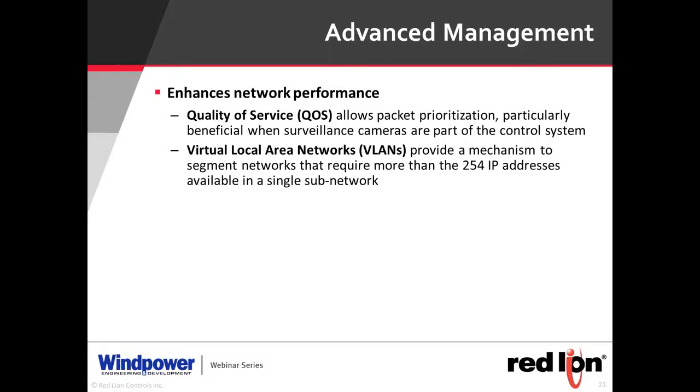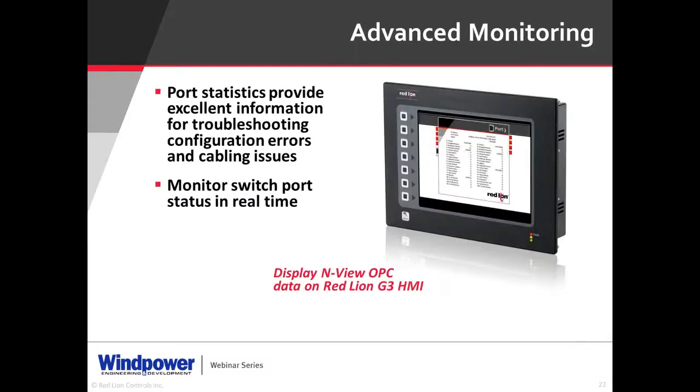But if you do use managed switches, there are advanced management capabilities that are becoming very useful in today's wind farms. Quality of service allows packet prioritization, and we're finding that that's extremely beneficial in sites where now surveillance cameras are being put on the network through the use of IP cameras. Also, the use of VLANs to help segment the network for very large wind farms that have more than 254 devices or IP addresses available, which is a limitation of the network topology itself.